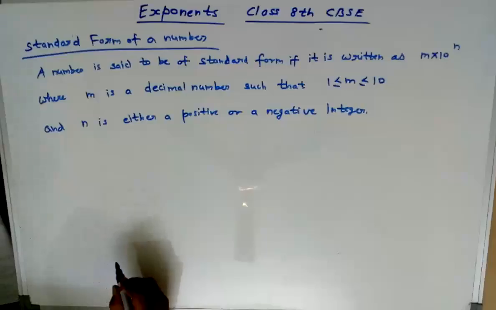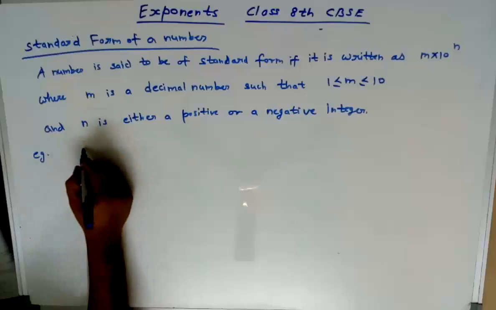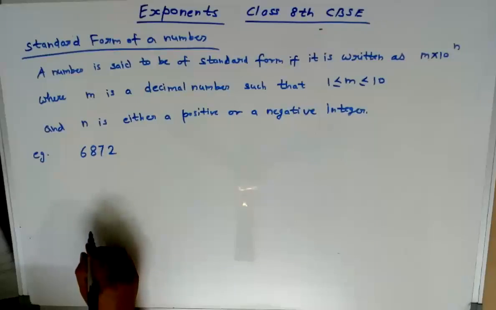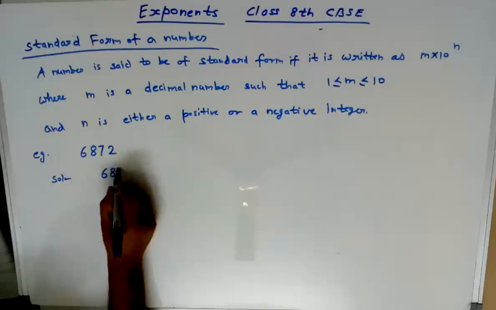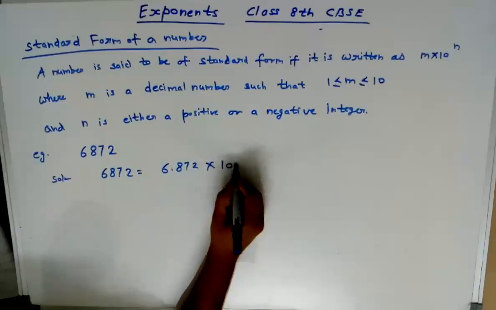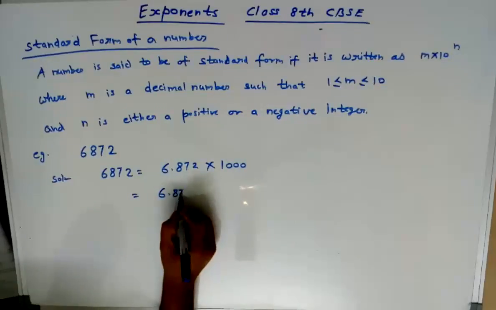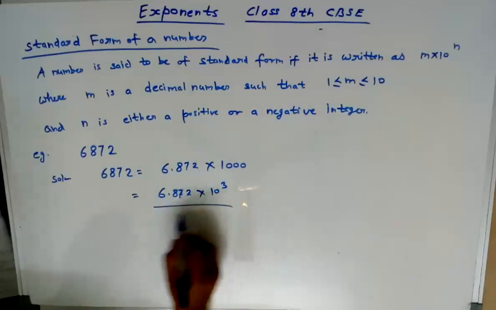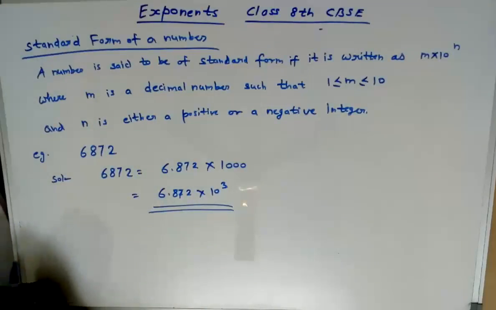Let us take some examples. Write the number 6872 in the standard form. So its solution is that 6872 can be written as 6.872 into 1000, and this 1000 can be written as 10 raised to the power 3. So this is the standard form of the number 6872.